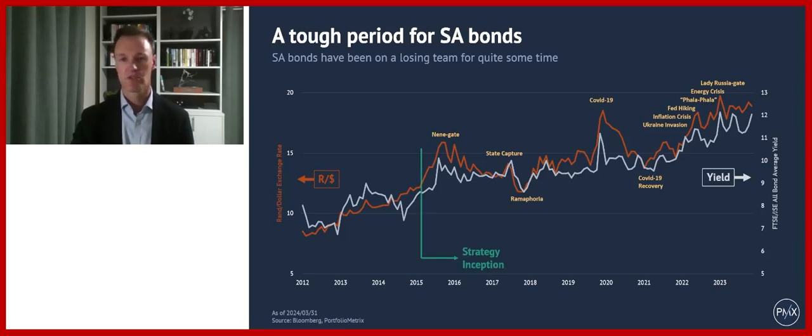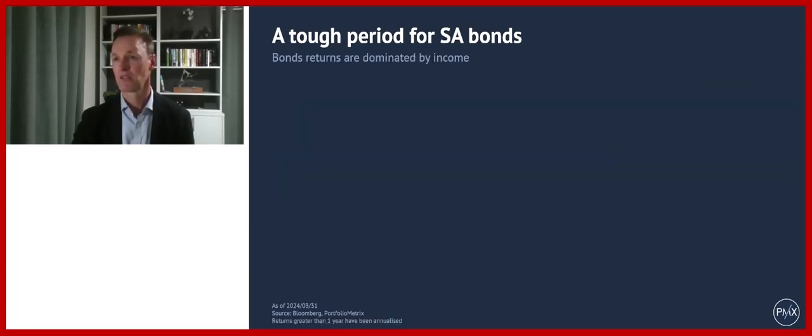And this is actually when we started the strategy, which we manage now in ETF form. We run it in a unit trust form. We've been running that since July 2015. And we've kind of caught all of the worst of the market right between the eyes. The irony is, though, that actually bonds have done pretty well.